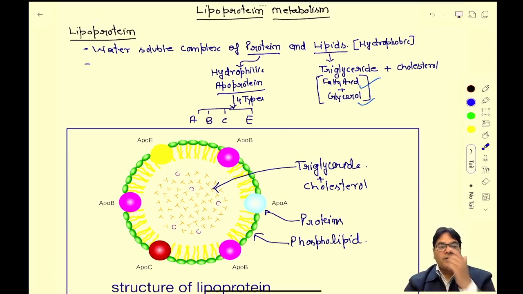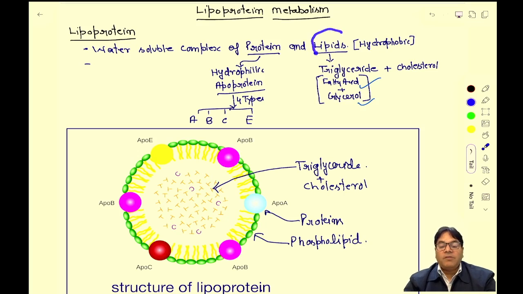The lipoproteins are the substances which are water soluble complex of proteins and lipids. So they are complex formed by two different substances, that is proteins and lipids. The proteins are hydrophilic apoproteins, and they are of mainly four types: A, B, C, and E. So they are termed as apoprotein A, apoprotein B, apoprotein C, and apoprotein E. All of them structurally differ from each other.